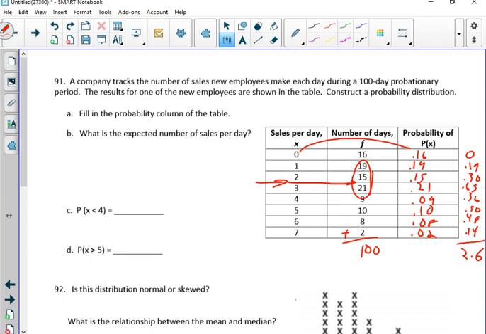Now, what's the probability of x less than 4? Well, here's 4 right here. The probability, we're basically going to add up those numbers. 9%, 21%, 15, 19, and 16. And that's going to add up to 71%. Which makes sense. That's the bulk of it right there. That's almost 3/4 of the data right there. Greater than 5? Well, that's just going to be right here. 0.08 plus 0.02, which is 0.10, which is 10%.